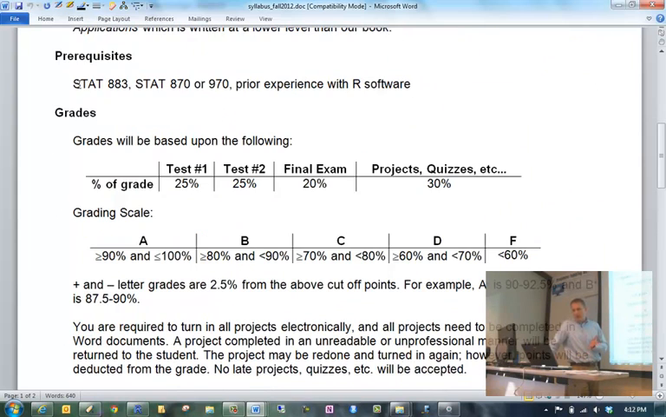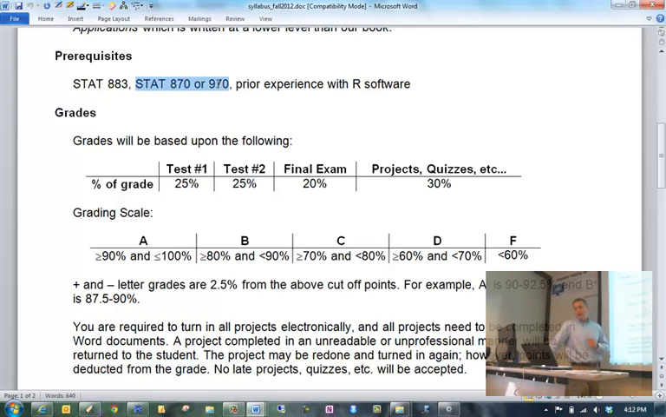Prerequisites. You need to be really, really good at Stat 882 and 883, because we're going to rely on that background throughout this course. It's very important that you did well in that course, so not just take it, but did well.